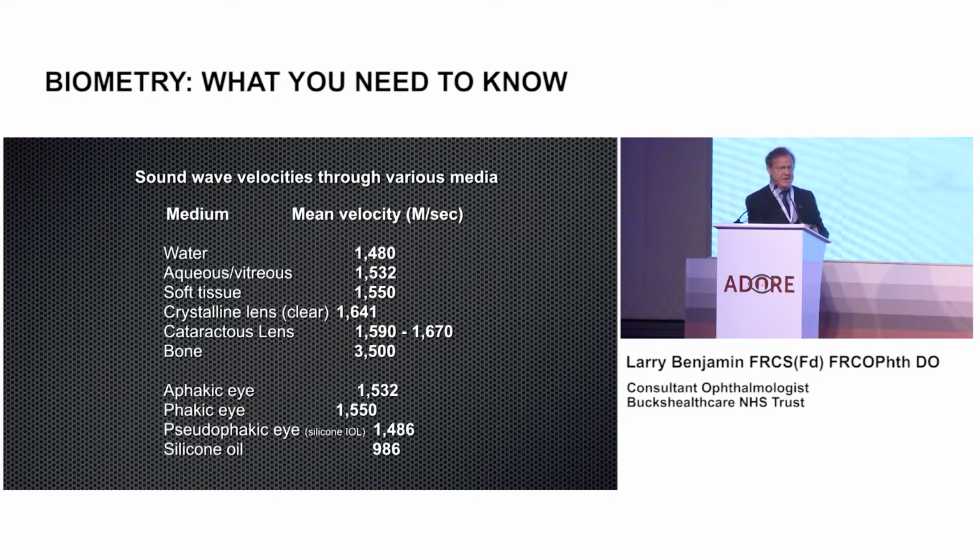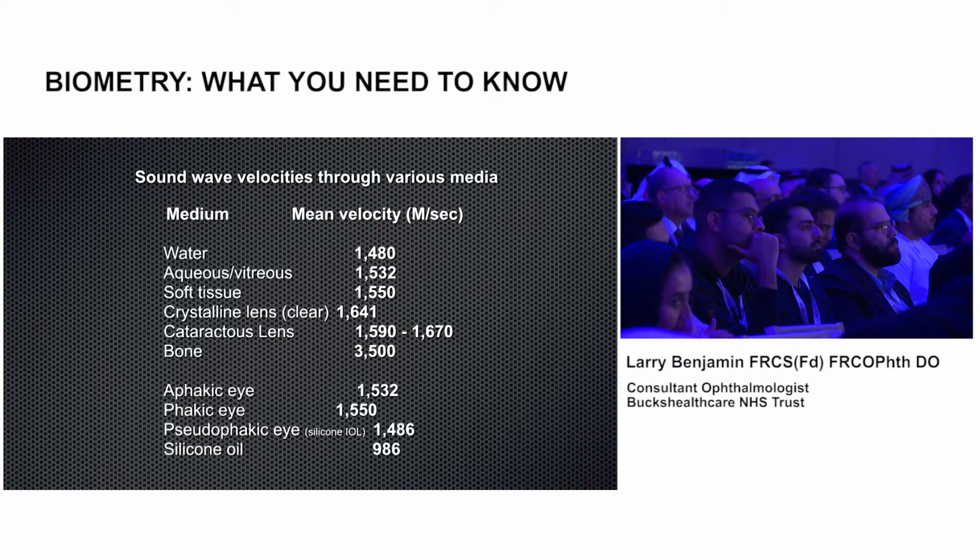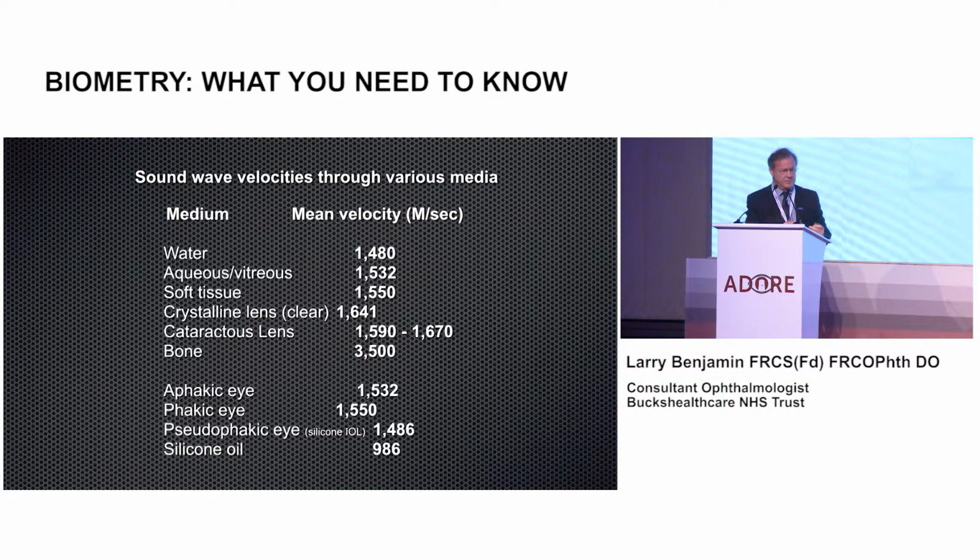If you have a very dense cataract, the crystalline lens, which is clear, sound has a velocity of 1,641 meters a second, but if you get a very dense cataract, it can go up much higher than that. And so it is important to know that and to assess if you've got a really dense cataract and you're using A-scan biometry, you have to allow for that by adjusting the gates on the machine.